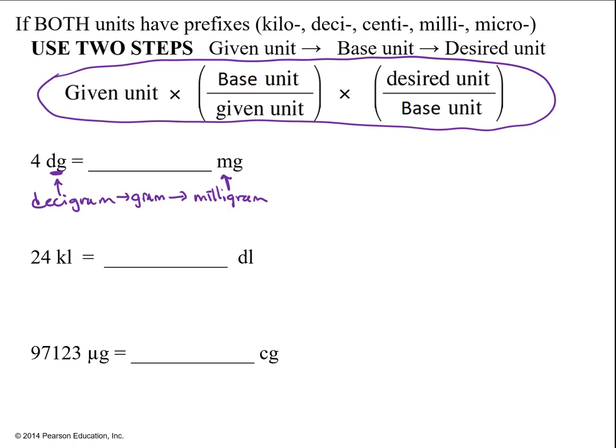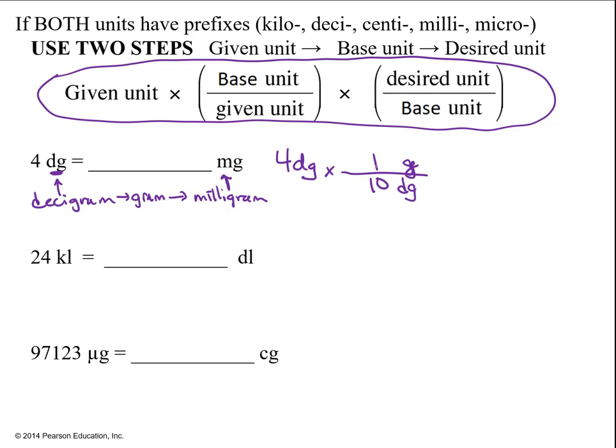So what am I given? 4 decigrams, that's where I'm starting. 4 DG, then you go times and a line. What unit will go on the bottom? Decigrams, because what you start with always goes on the bottom in the first step. But since these are two prefixed units, I need to go to the base unit first. So what's the base unit? Grams. When you see deci, deci gets a 10. Grams gets the 1 because deci is 10 times smaller. 10 decis makes a base unit.